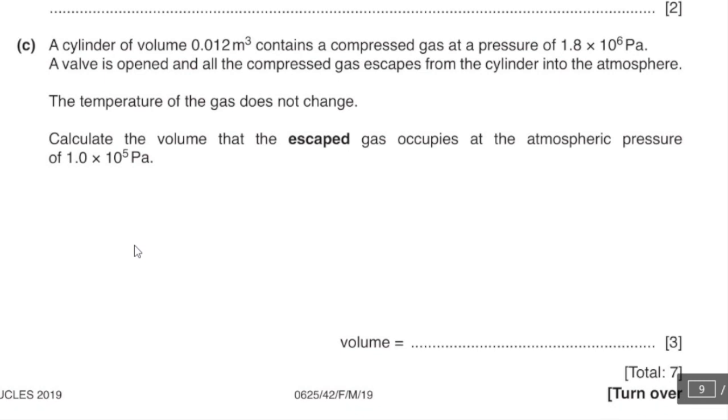C. A cylinder of volume 0.012 meters cube contains a compressed gas at a pressure of 1.8 × 10^6 pascals. A valve is opened and all of the compressed gas escapes from the cylinder into the atmosphere. The temperature of the gas does not change. Calculate the volume that the escaped gas occupies at the atmospheric pressure of 1 × 10^5 pascals. So first off, we need to calculate the volume of the gas which was compressed when it is not being compressed. That is the volume of gas at normal pressure.